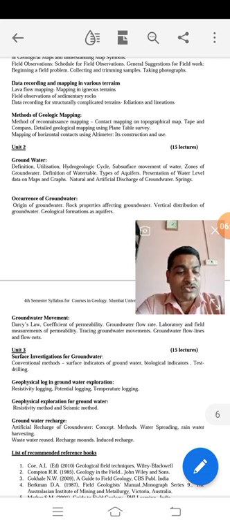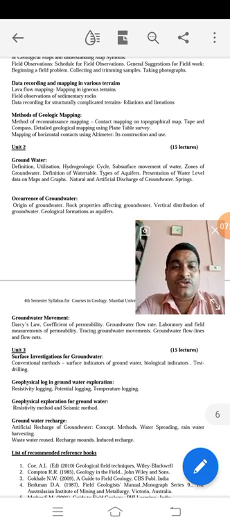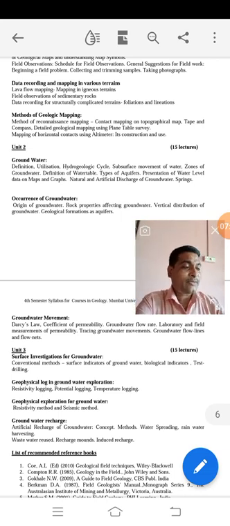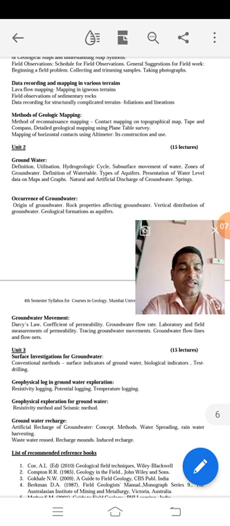The primary porosity means those porous spaces in subsurface material that develop at the time of formation of rock are called primary porosity. And the second one is secondary porosity. Secondary porosity means those porosity developed after the formation of rock is called secondary porosity.